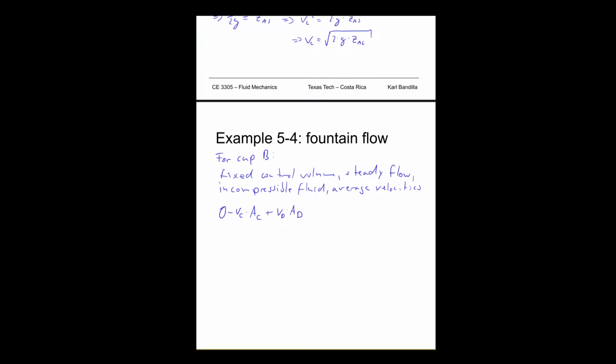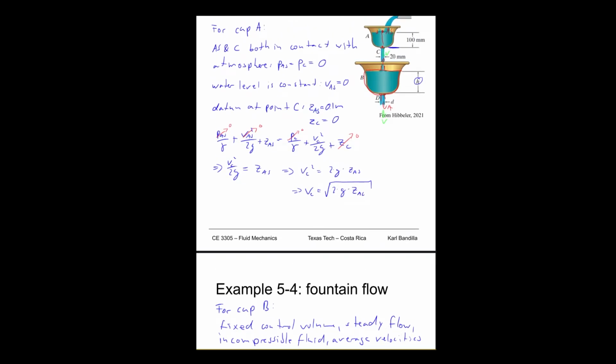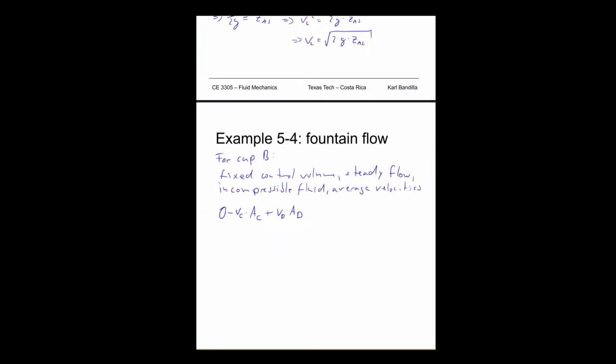Now, one thing that we have to assume here is that the diameter of this flow as it's coming down is not going to change. We're going to say it stays at 20 millimeters. And all this is equal to 0. So we can now go ahead and try to get VD from this. That would be the only unknown in this case.